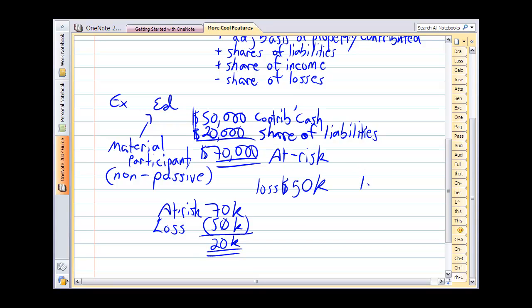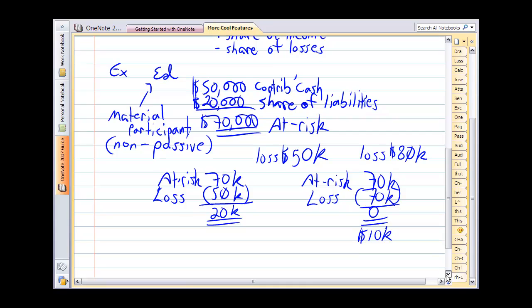Now if we do another scenario where there's an $80,000 loss, let's go back to the same amount. So let's take his initial at-risk amount before taking the loss of $70,000. We will take a loss deduction up to his at-risk amount. That takes his at-risk to 0. And then after that, we still have $10,000.